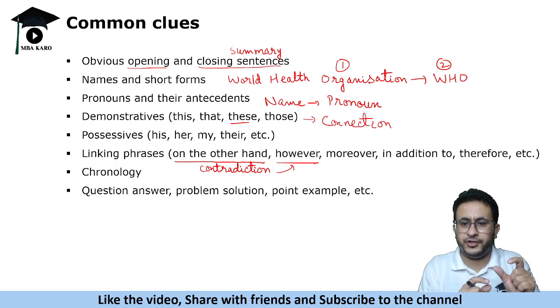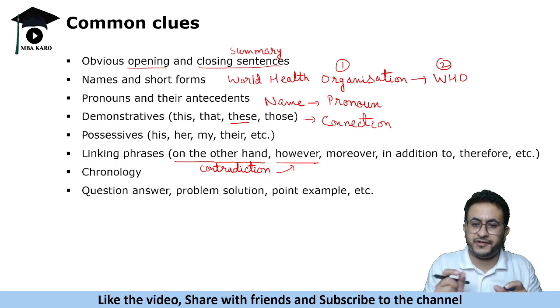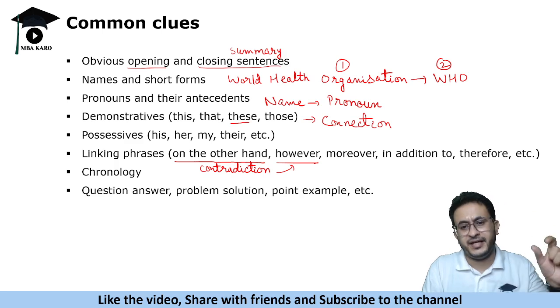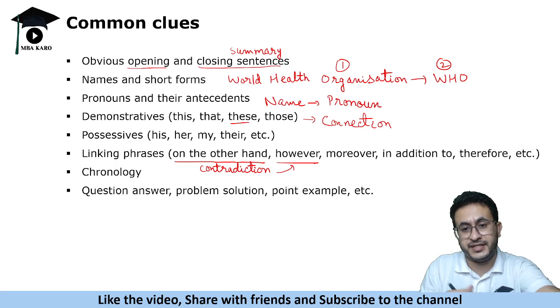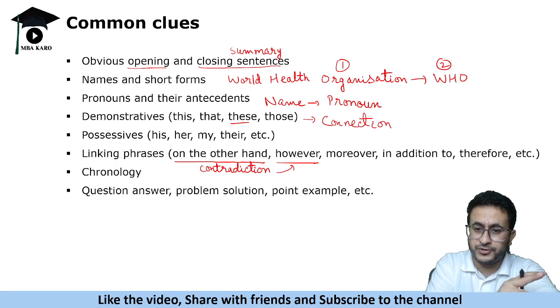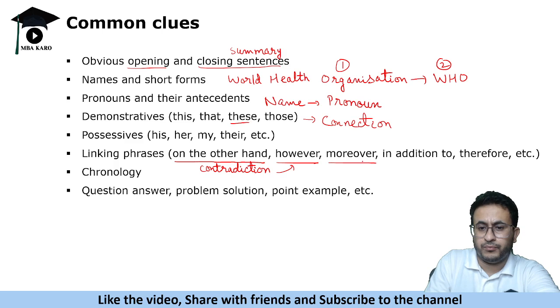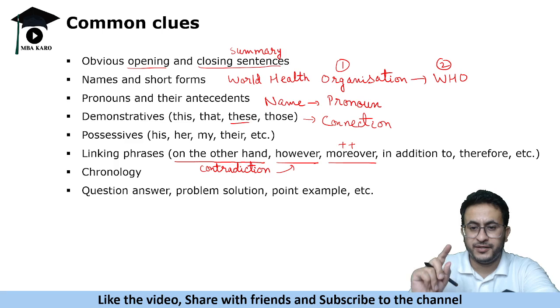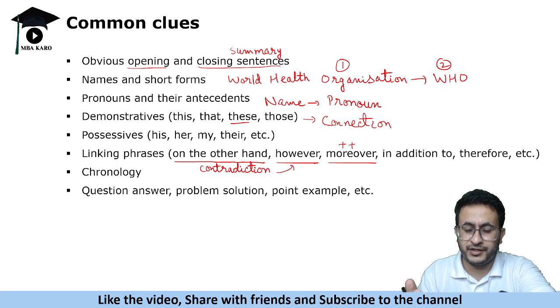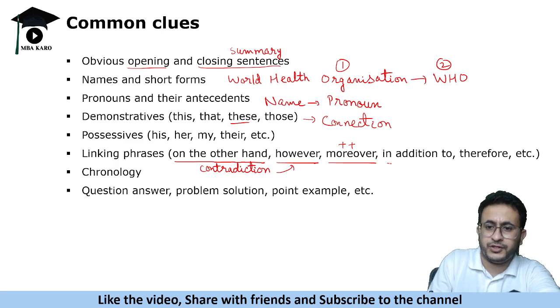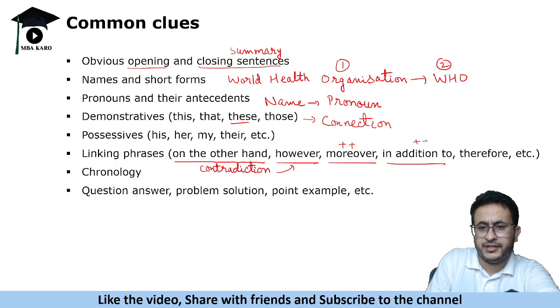So you need to match the idea. Whatever is mentioned after however has some idea presented, and there must be some sentence which says the opposite. So the opposite one comes first, and then the sentence starting with however. Moreover means additional point. So some point has been given, point number 2 will start with the word moreover. In addition to, so again an additional point. Therefore is a sort of conclusion.